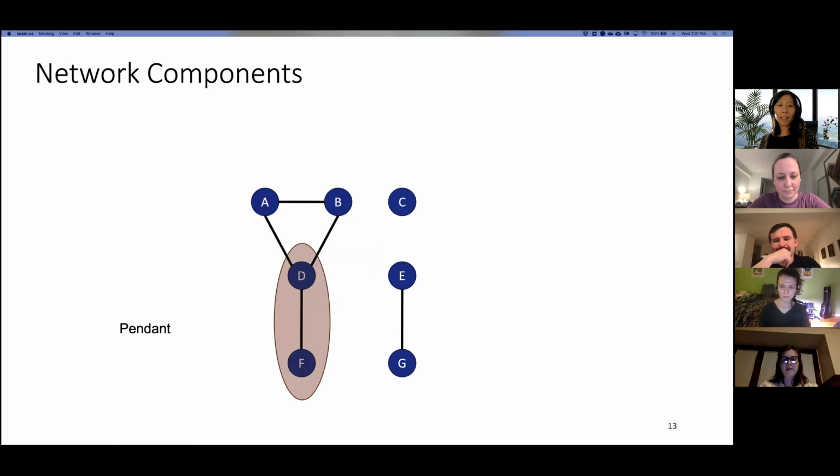And then finally, a pendant actually is all 5 of these relationships. And so people tend to look at the absence and the presence of these types of links to understand how the network is shaped and the types of relationships that are inside of the network.